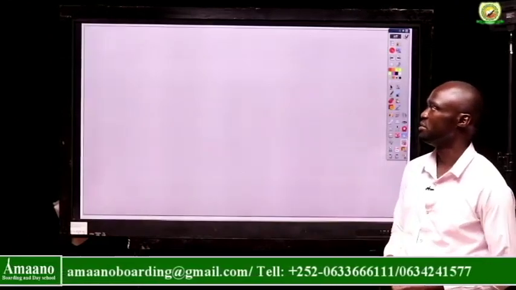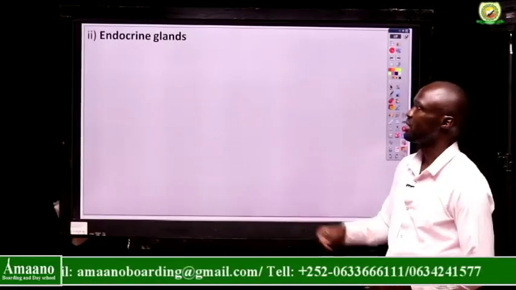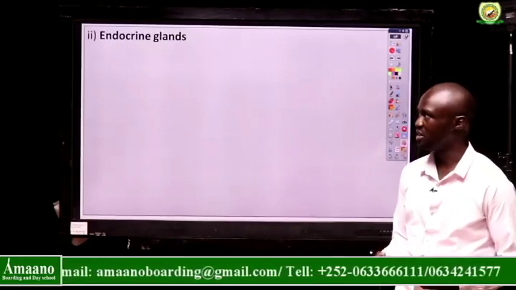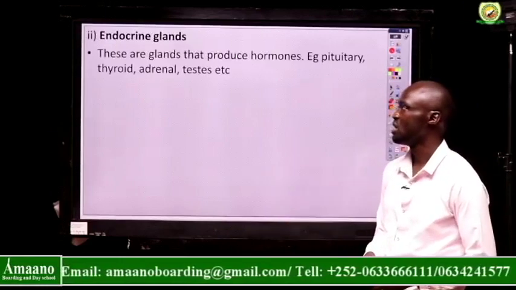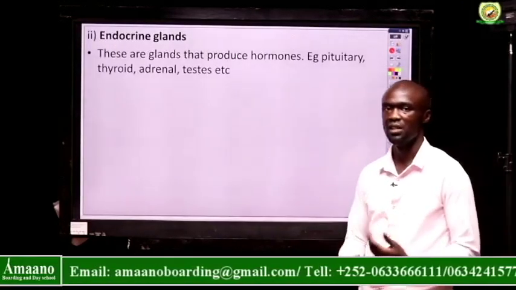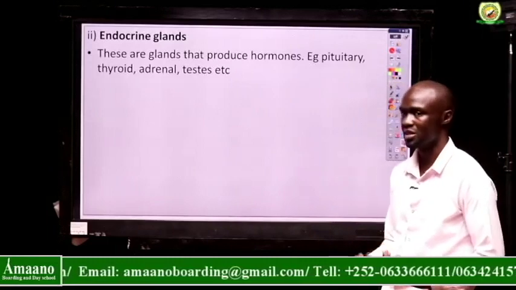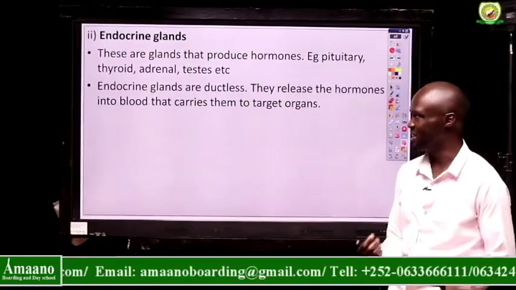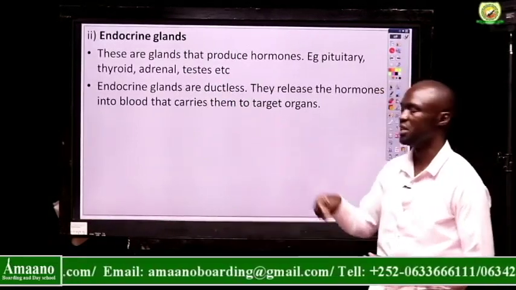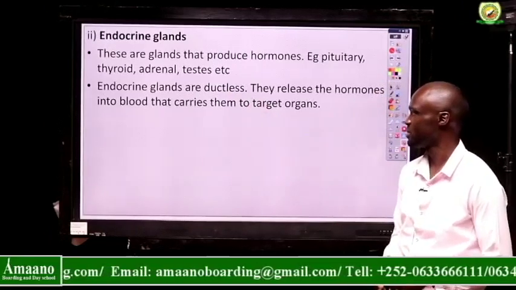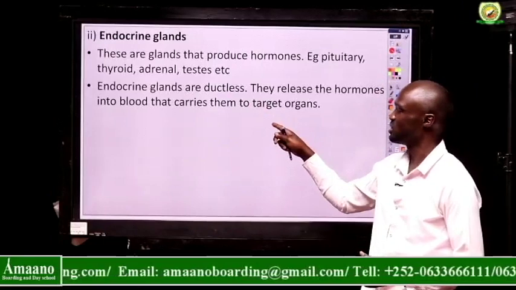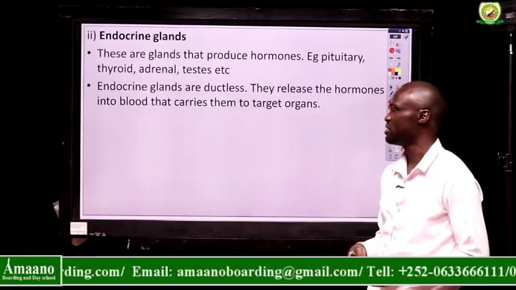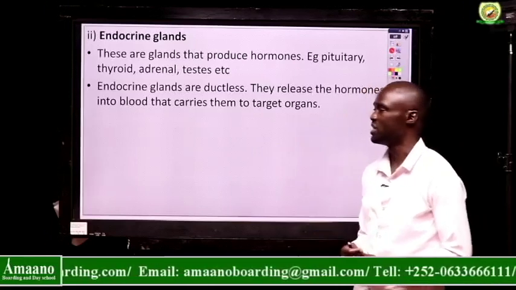The second type of gland is what we call endocrine glands. Endocrine glands are glands that produce hormones. For example, the pituitary gland, thyroid gland, adrenal gland, testes, and many others. These endocrine glands are ductless. They don't have tubes that carry their hormones to the target organs. Instead, they release their hormones into the blood, and then the blood carries the hormones up to the target organ.